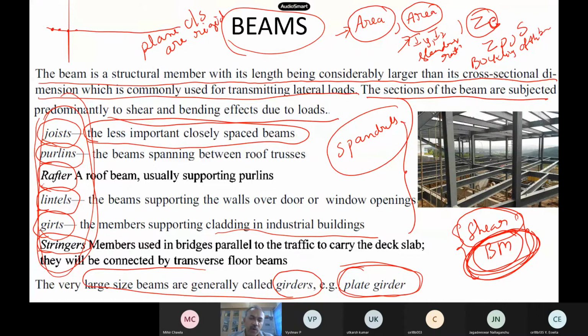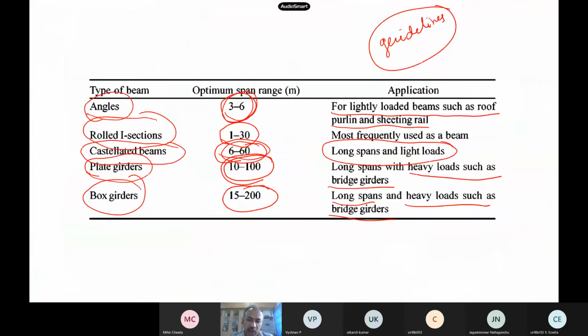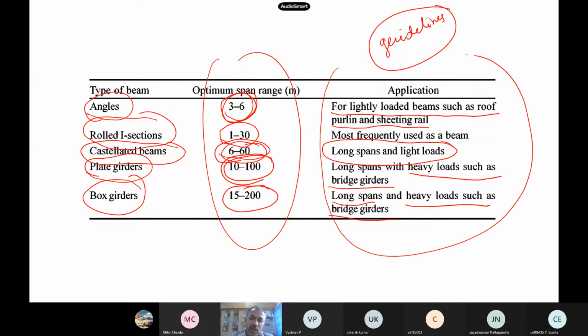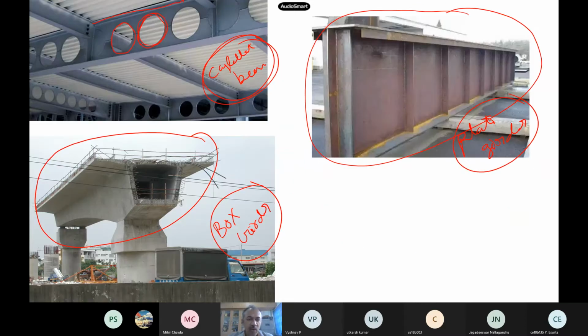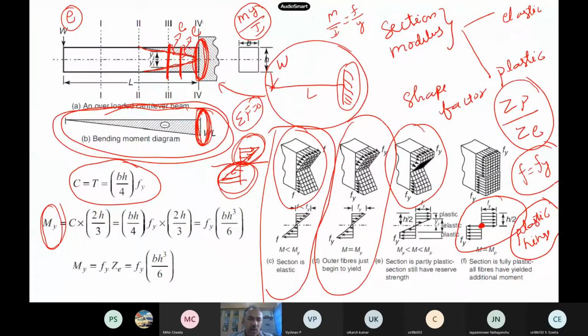I have already told you what kind of things you can use. There are some guidelines, like what section you want to use. Depending on the span and the application, you can decide whether you will go for an angle section, rolled I section, plate girders, or box girders. There are some design guidelines already available. This is what I showed you also.